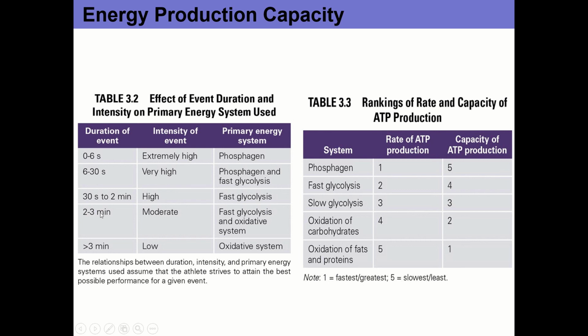We slow down, so we're going 2 to 3 minutes. So now you're talking about something in the neighborhood of a 1200. Then moderate intensity. So now we're going to start to use the glycolytic system and the oxidative system. And then anything longer than 3 minutes, lower intensity, we're going to use the oxidative system.